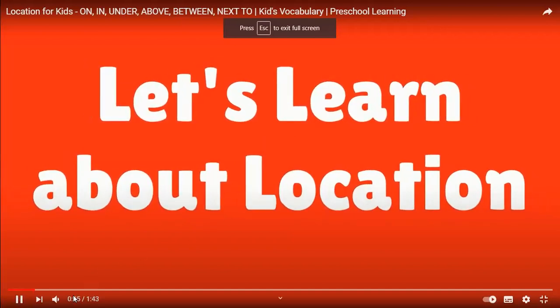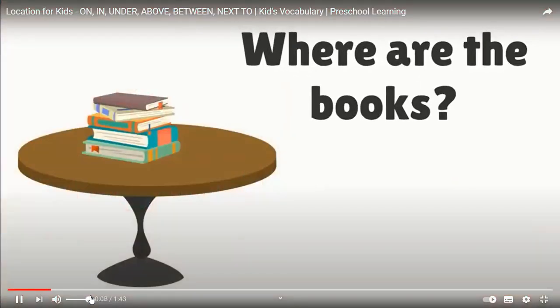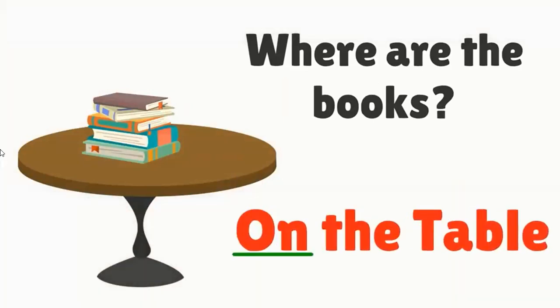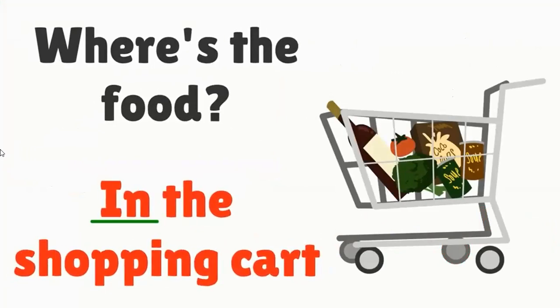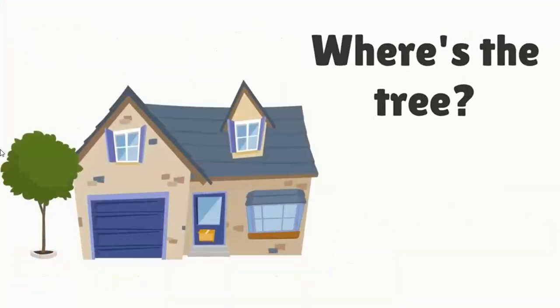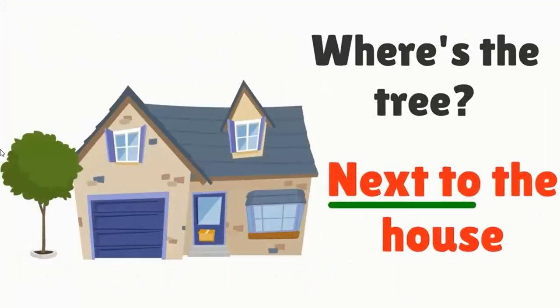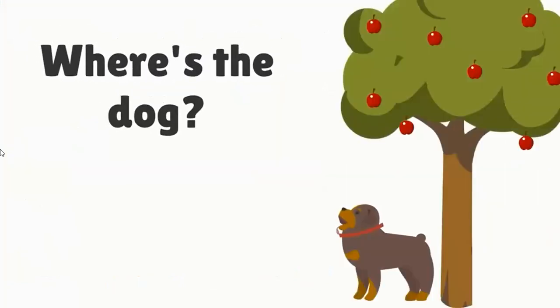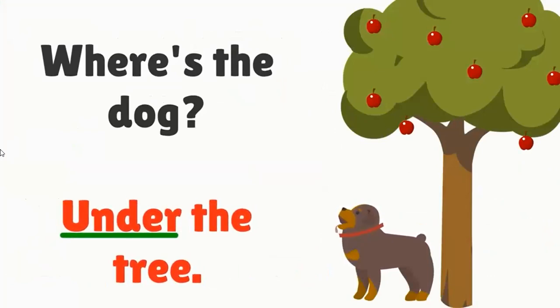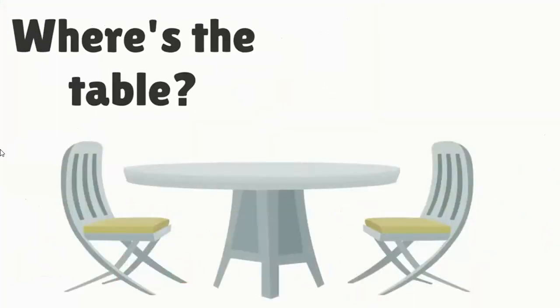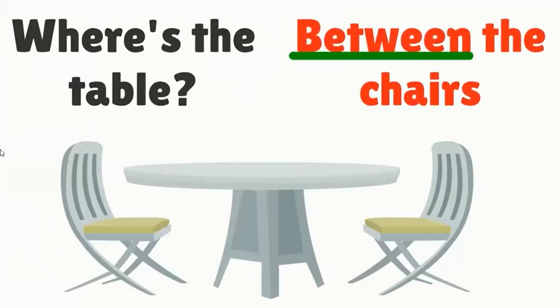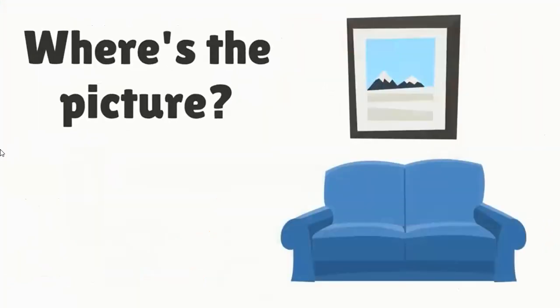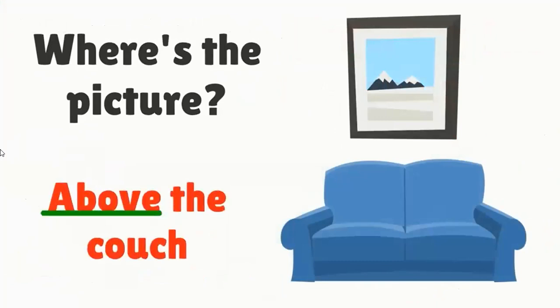Learn about location. Where are the books? On the table. Where's the food? In the shopping cart. Where's the tree? Next to the house. Where's the dog? Under the tree. Where's the table? Between the chairs. Where's the picture? Above the couch.